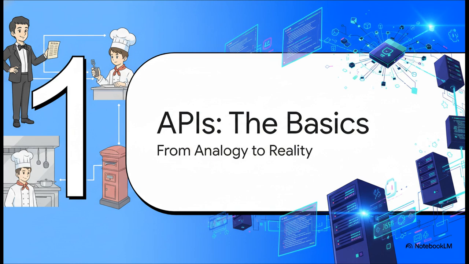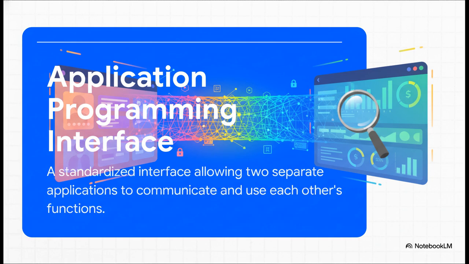So, let's kick off with Section 1, APIs, the essentials. This is where we'll bridge the gap between the common analogies you might have heard and the actual technical reality. At its core, an API is basically a standardized communication bridge. The key takeaway here is that it allows two completely separate applications to talk to each other using a predefined set of rules without either one needing to know anything about the other's internal workings. It's this standardization that really makes modern software so interconnected.